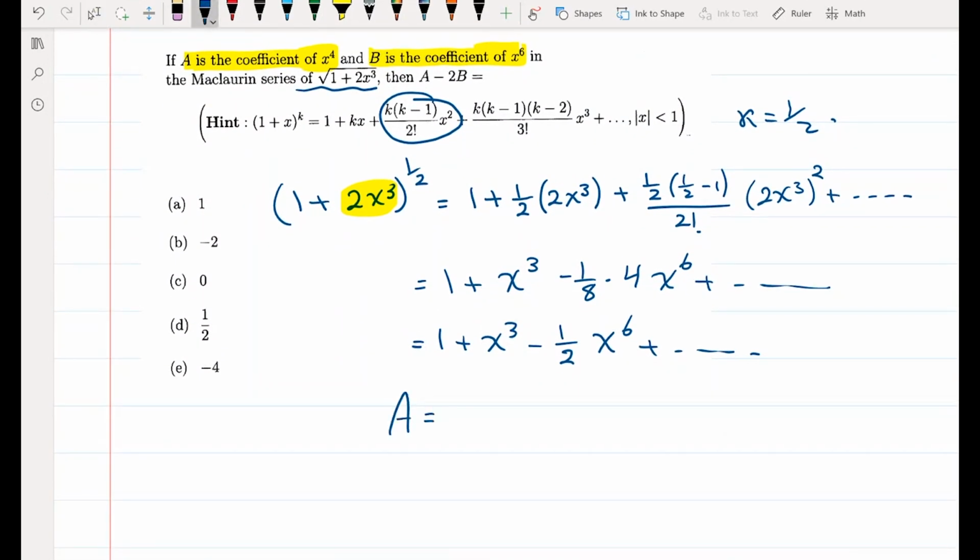Now, what is the coefficient of x squared? A, often x power 4. Coefficient of x power 4 will be 0. There is no x power 4 here. And the coefficient of x power 6 is b. It will be just minus half.